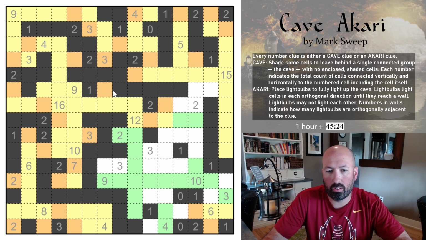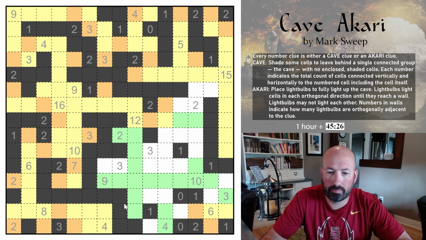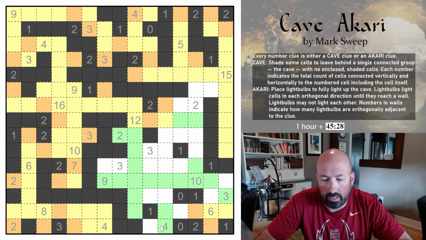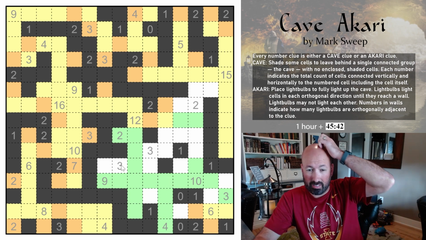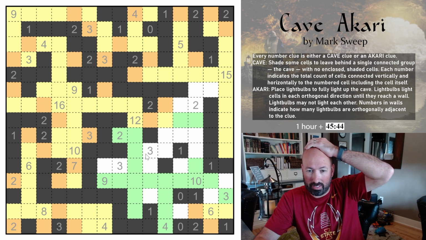That's got to continue to let this get through. And now the 4 can only get 1 to the left, so it's got to have at least 1 up, which gives it all of its 4. We do that. And just got to finish it off now.